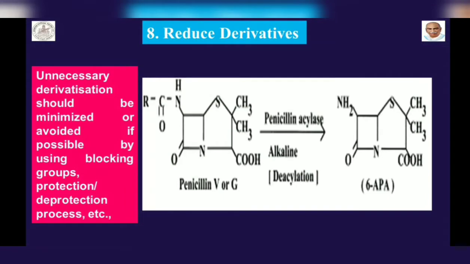Next one is reduce derivatives. Unnecessary derivatization should be minimized or avoided if possible by using blocking groups, protection or deprotection process, etc. Here, the conversion of penicillin G into 6-aminopenicillanic acid is given. It is done by a suitable immobilized enzyme. It is a single-step synthesis and also considered as green synthesis. It improves the yield, minimizes the hazardous reagents and solvent usage, and finally decreases the waste production.